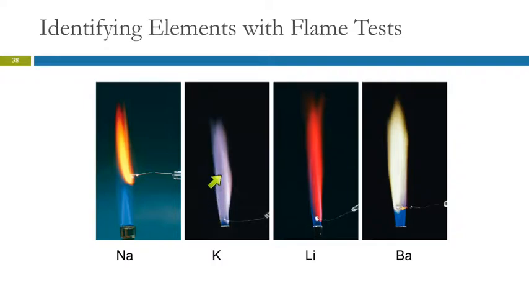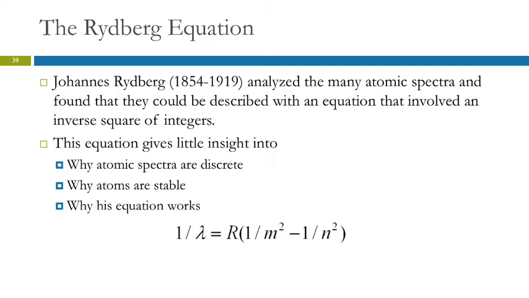Potassium is a lovely violet color. It's really hard to get a good look at that. Lithium is this beautiful red. Barium has a greenish color to it. So you can use a flame test to say, oh, well, that's obviously not lithium. Barium is that color. There are several that are red, but they're slightly different reds.